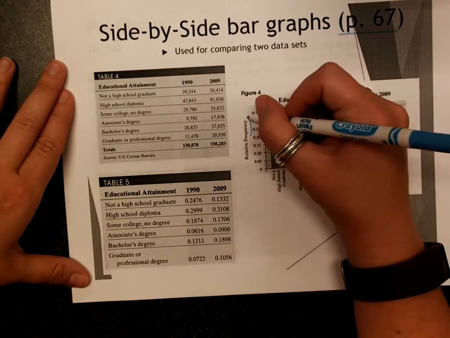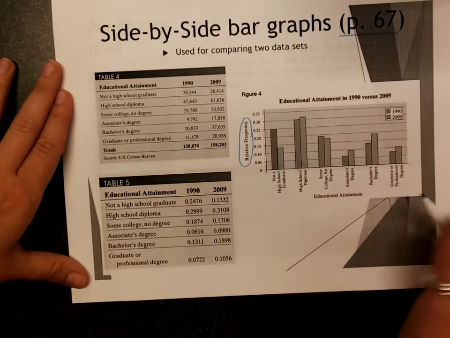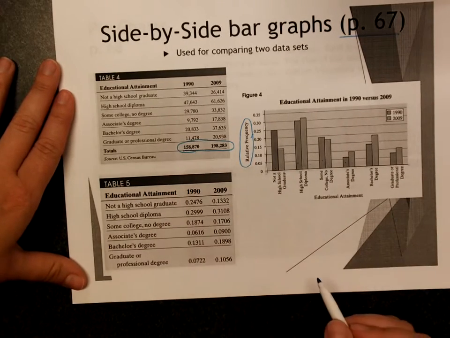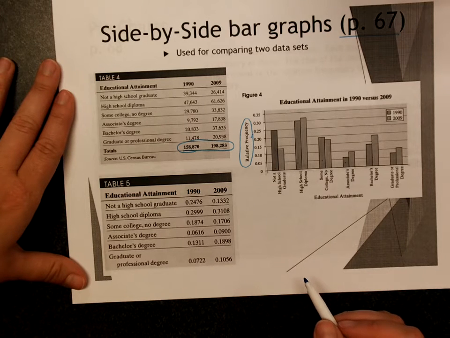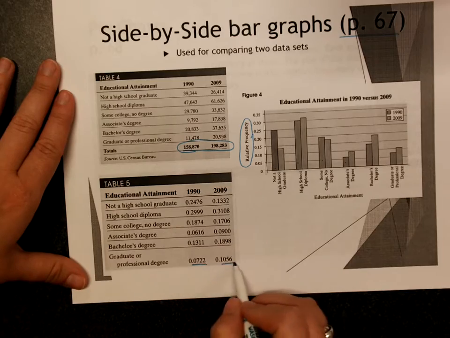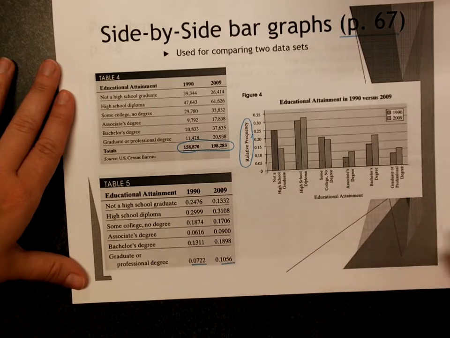And they have to use relative frequency for these because we have to compare with the percentages, because you see the totals are different sizes. So we cannot use frequency when we're comparing. We have to use relative frequency. Those percentages are going to help us compare.